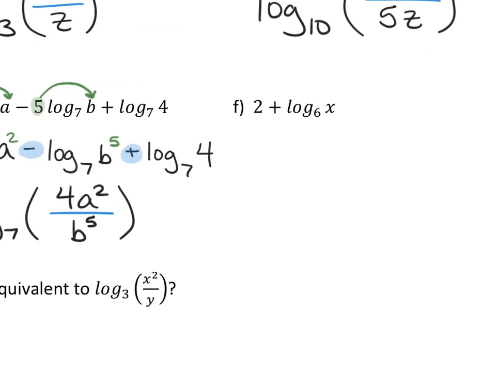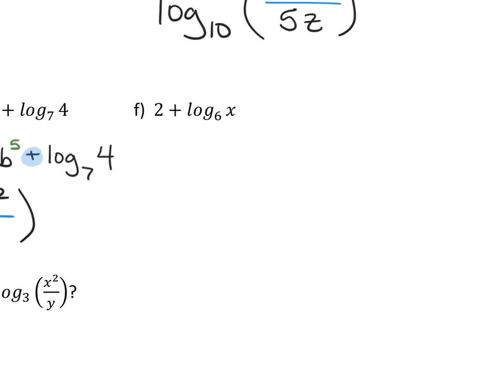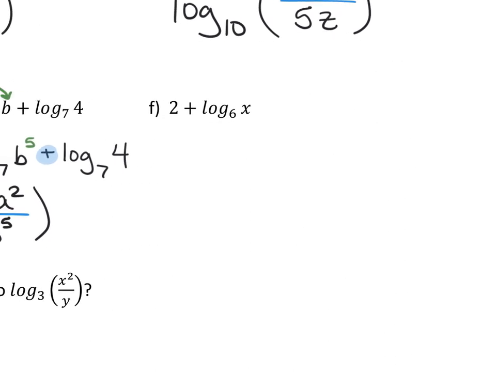All right, letter F is a bit of a doozy. She looks really simple, but it is not. Here's the thing. Right now, your spidey senses were probably telling you, adding, that means we're going to multiply these. But remember, these rules only work if those logarithms have the same base. Is this even a logarithm? No. Weird. All right, so we need to create it to be a logarithm. Interesting. How do we do that?